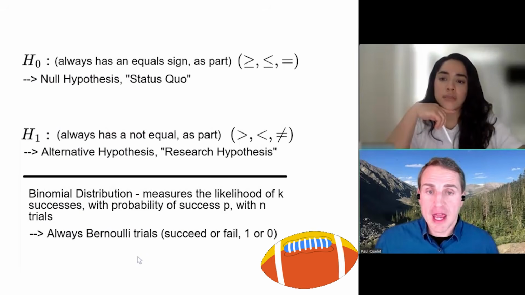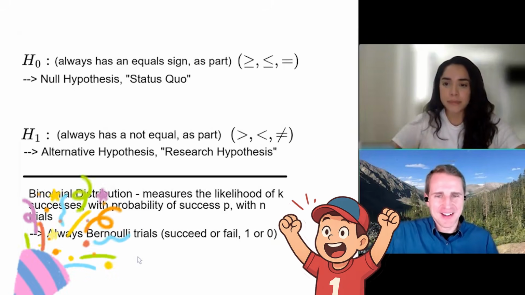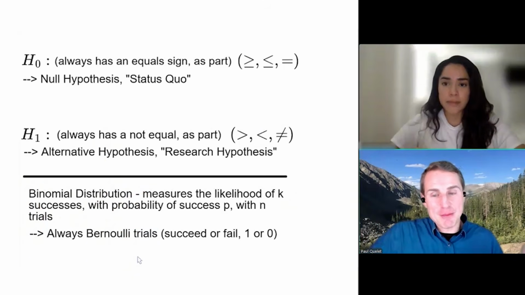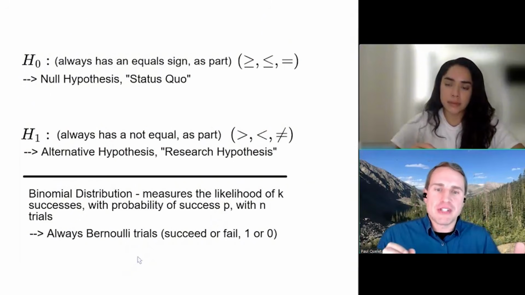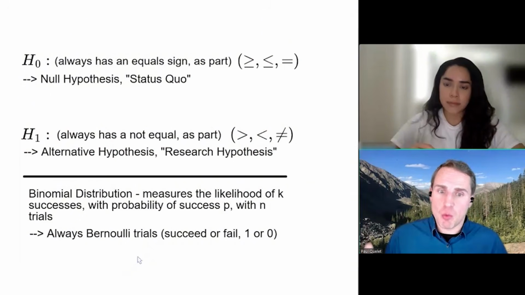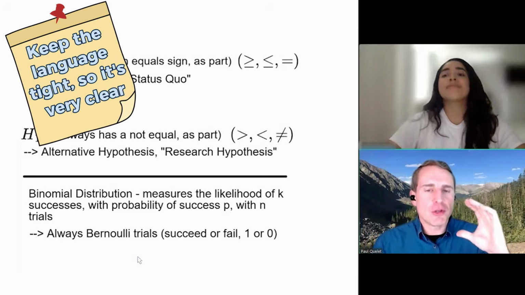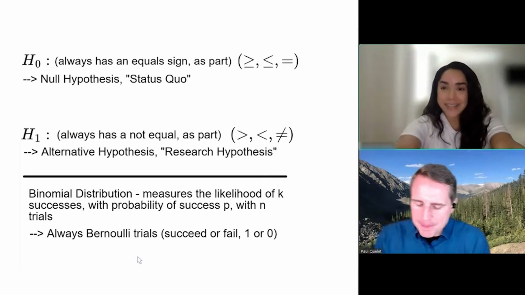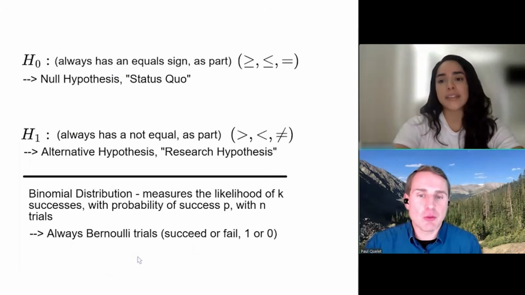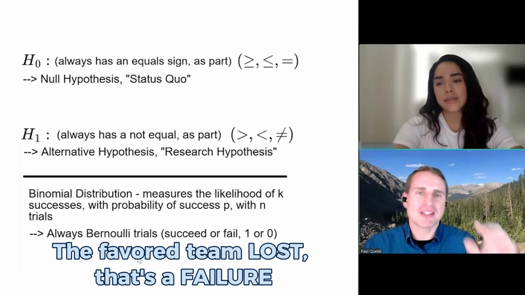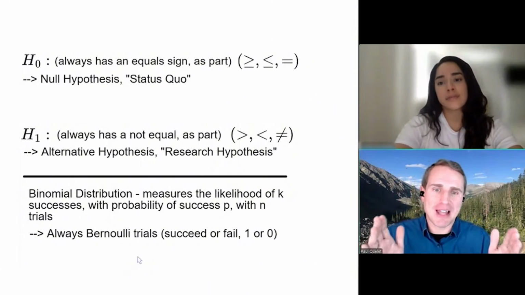Football games. If the favored team won, we call that a success. If the favored team lost, we call that a failure. Now, by the way, when the favored team loses, you could say the unfavored team won. But with statistics, we got to keep our language tight, so it's very clear. So if we say the favored team won, that's a success. The favored team lost is a failure. Let's not even worry about the other team, because our focus is on keeping the language clear.